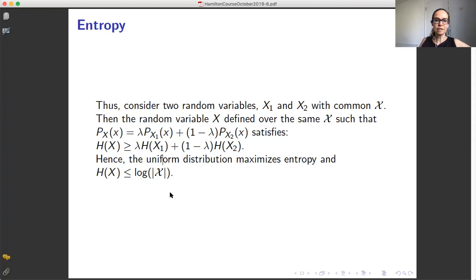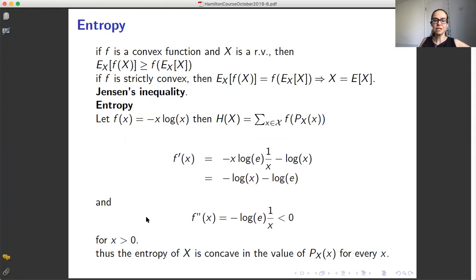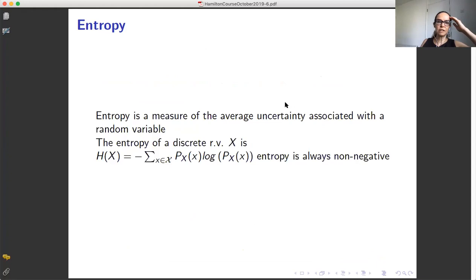What we're going to have is, if you just pop it into here, P of X here would be 1 over cardinality of cal X. If you pop that directly into this formula, you see that I have a sum. Basically, this would be 1 over cardinality of cal X, and this would be log of 1 over cardinality of cal X. And therefore, I would just get the log of the cardinality of cal X.